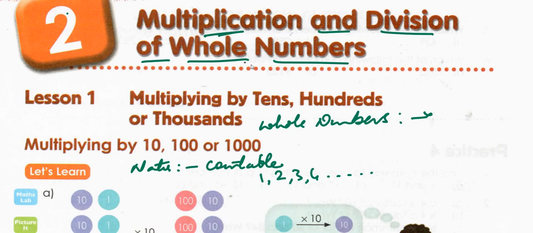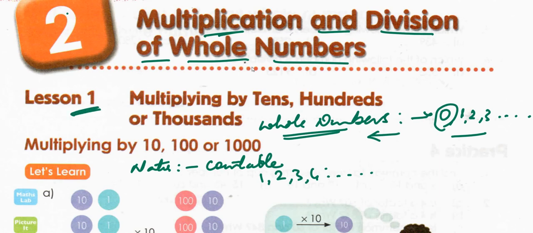So what are whole numbers? Countable numbers including 0 are called whole numbers. So whole numbers are nothing but 0, 1, 2, 3, and so on. Whenever you include 0 along with natural numbers, then you call it a whole number. So this is the definition of whole numbers. In this, the first lesson you are going to study multiplying by tens, hundreds, or thousands.